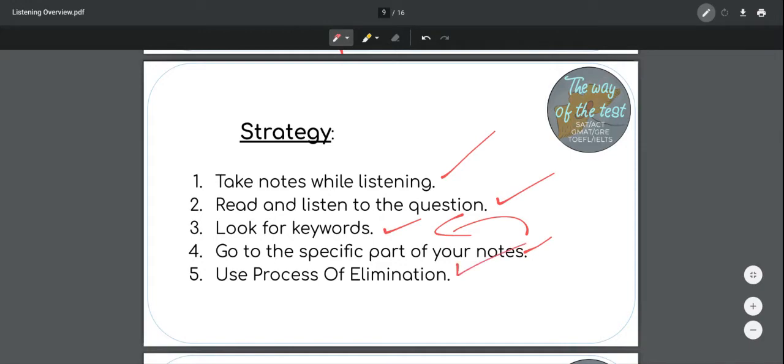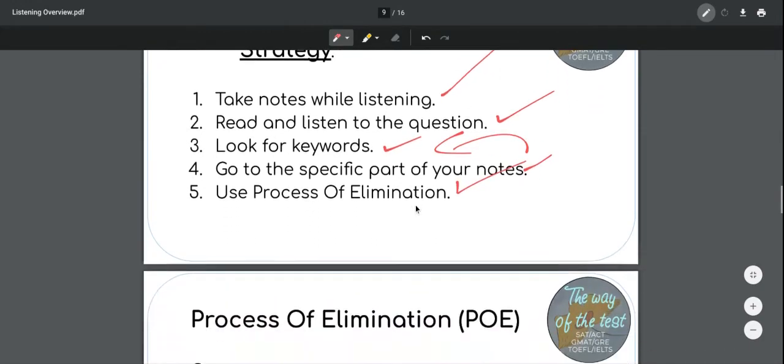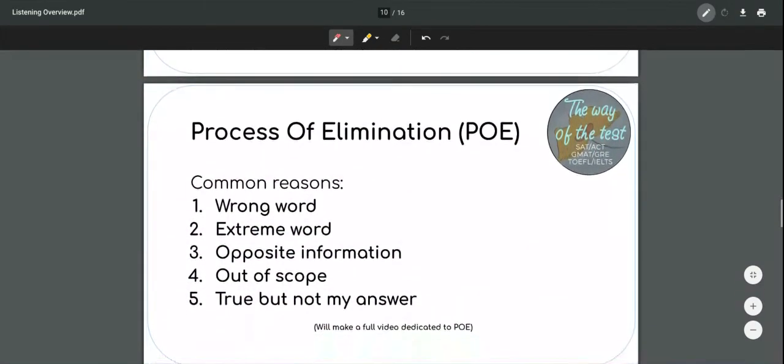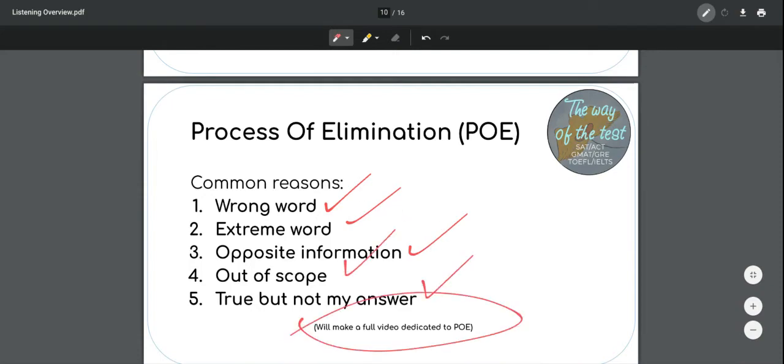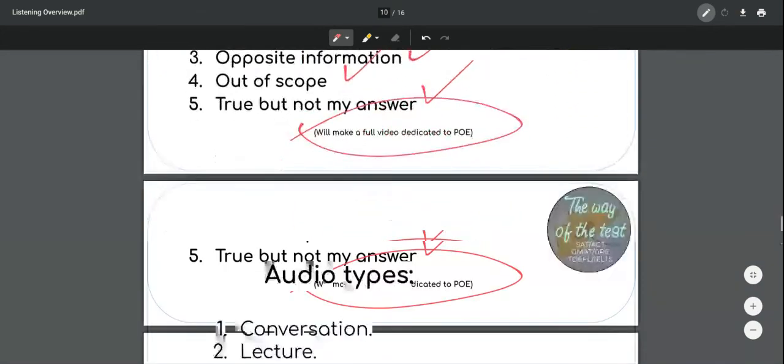And finally, we're going to use process elimination to eliminate the wrong alternatives. So what does process elimination look like? We covered this in the reading section. But basically, we eliminate alternatives based on having a wrong word, having an extreme word, opposite information, being out of scope, or being true but not answering the specific question. I'm actually going to make a full video just for process of elimination to make it very clear. But remember, as long as you have this list, you can use it to eliminate the wrong answers.